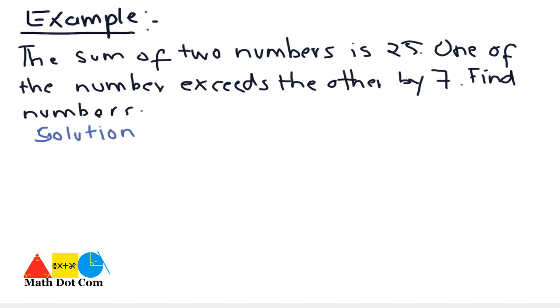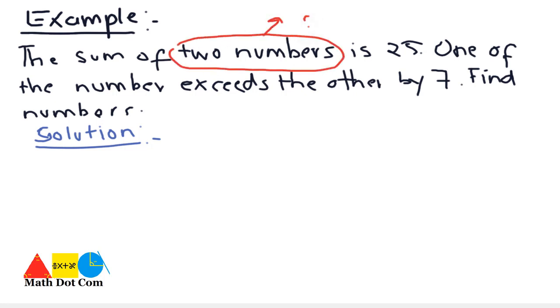Solution is, okay, first we will see what is given and what is unknown. In the first step we discussed that you have to take out the unknown and the known values. Now, first we will encircle in the statement what are the known and unknown values. It is given that the sum of two numbers is 25. It means that the two numbers are unknown. You don't know the two numbers, but you know their sum.